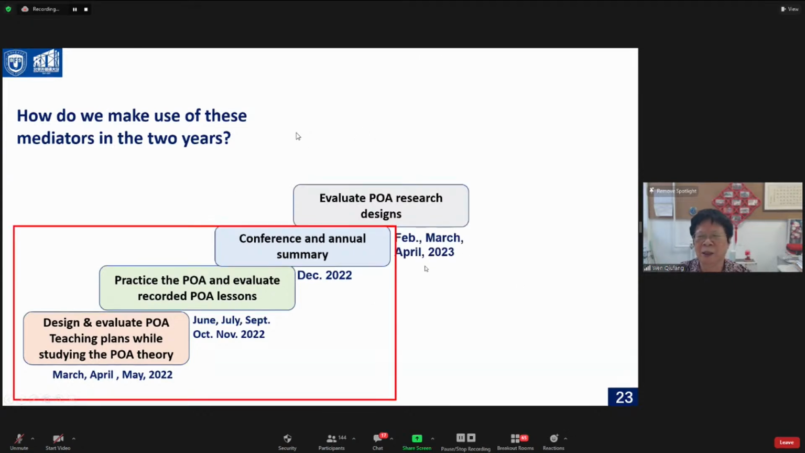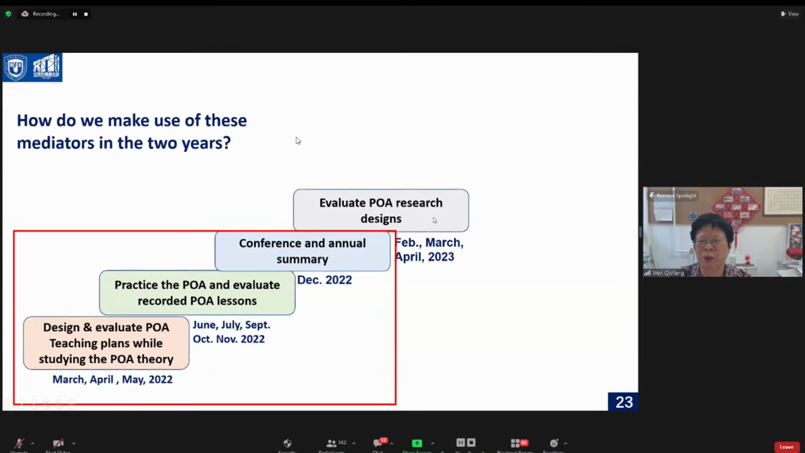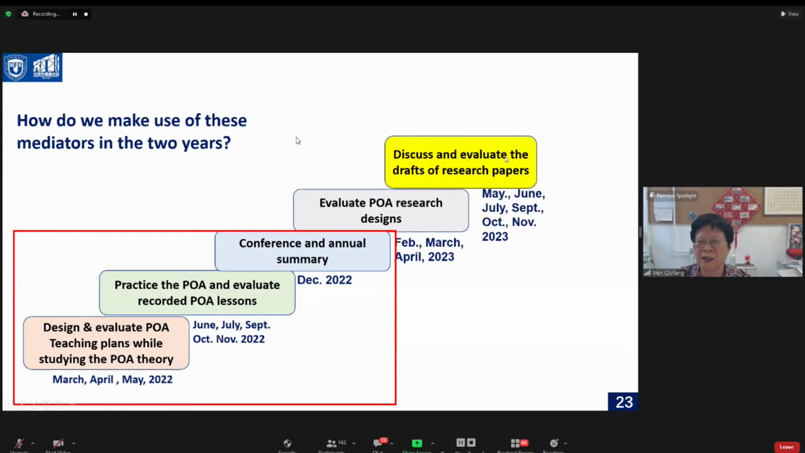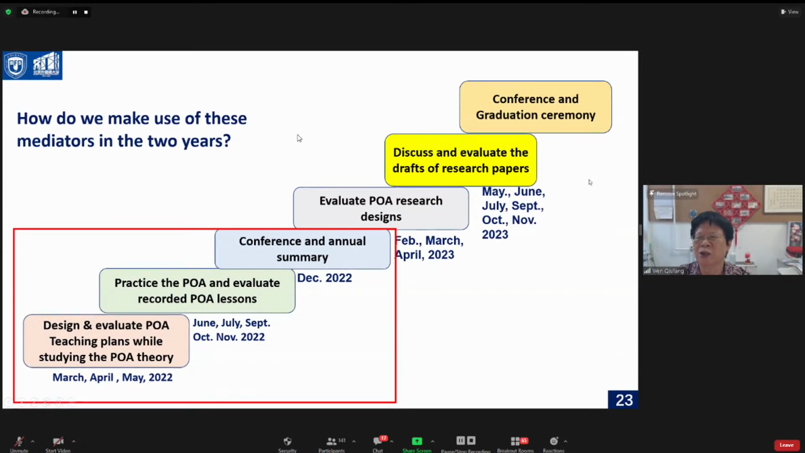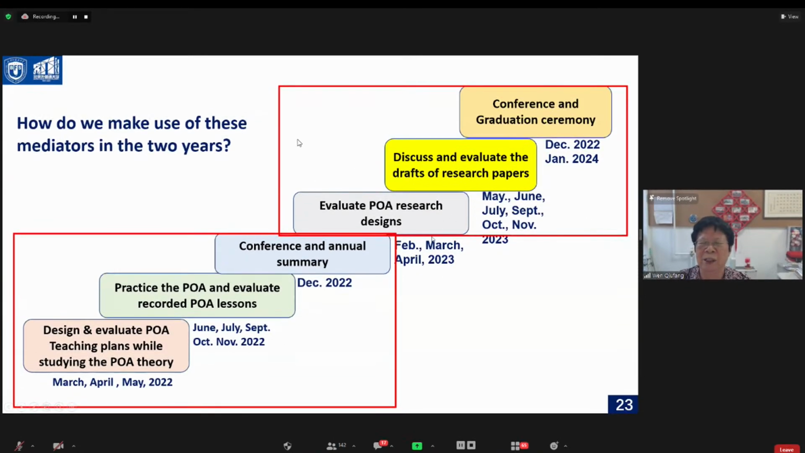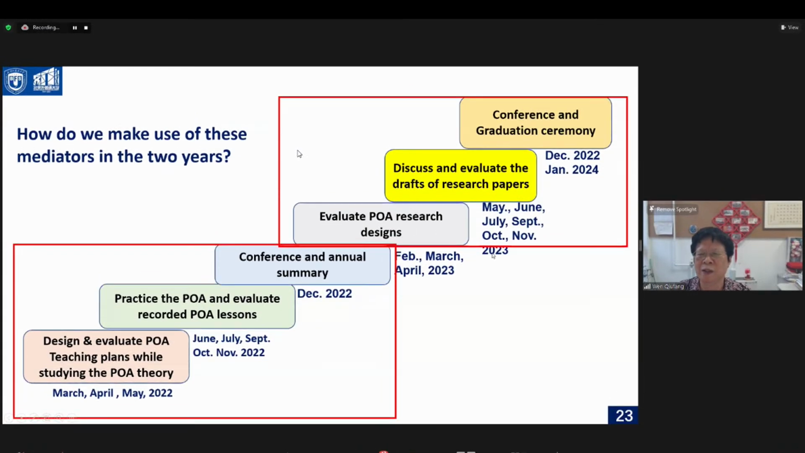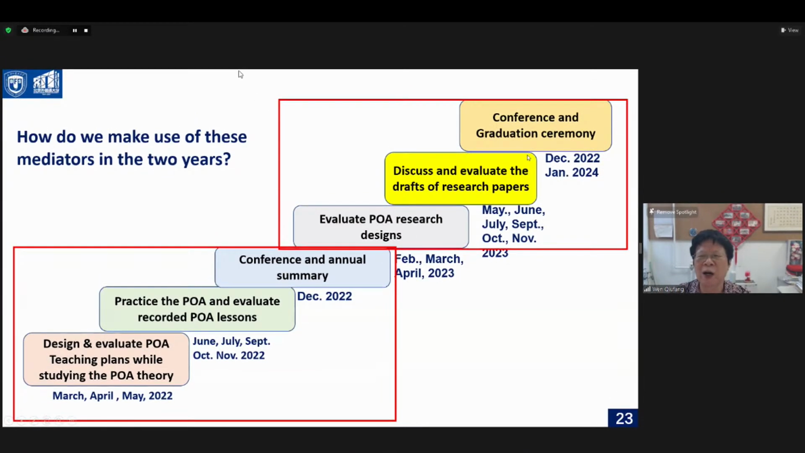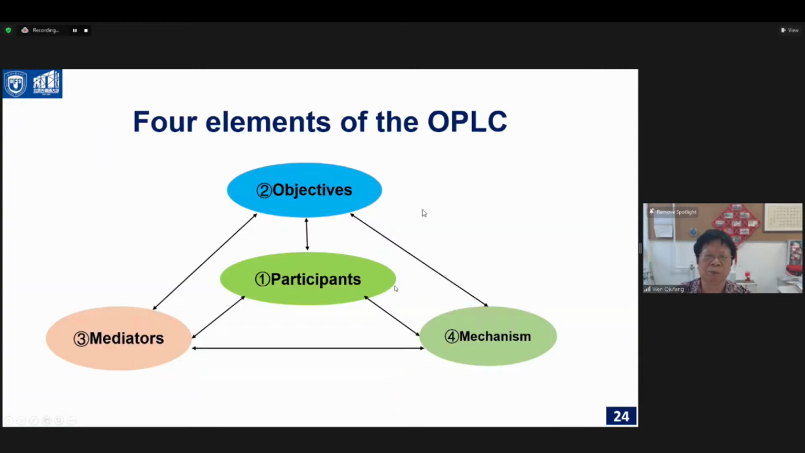And the second year started from February, and we asked all the members to evaluate PUA research designs, then discuss and evaluate the drafts of research papers. And finally, we have a conference and also the graduation ceremony. So you see that these are two years plan, and we give it to all the CC members to know how we move on from one stage to another, from one task to another. So we may also say these are very explicit objectives.